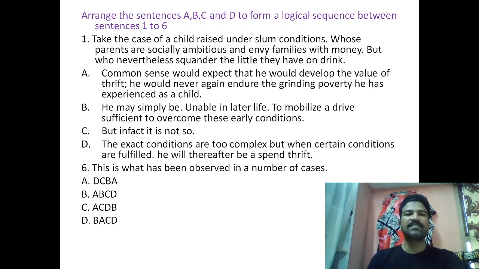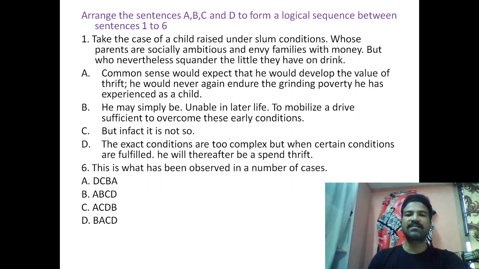Arrange the sentences A, B, C and D to form a logical sequence between sentences 1 to 6. Sentence 1 is given, sentence 6 is also given, and in between, A, B, C, D, 4 sentences have been jumbled up. You need to put them into proper order to make a meaningful passage. Sentence 1: take the case of a child raised under slum conditions whose parents are socially ambitious and envy families with money, but who nevertheless squander the little they have on drink. Sentence 6: this is what has been observed in a number of cases.